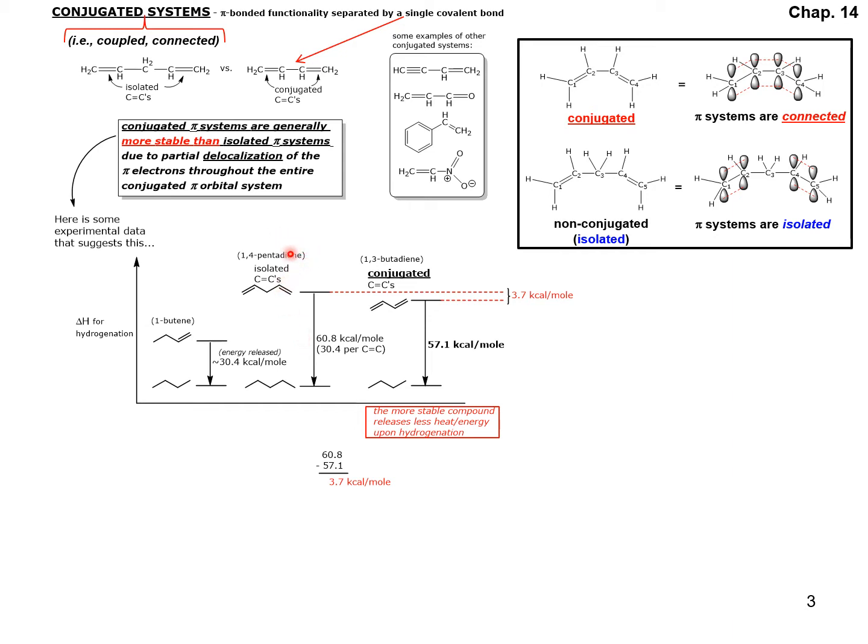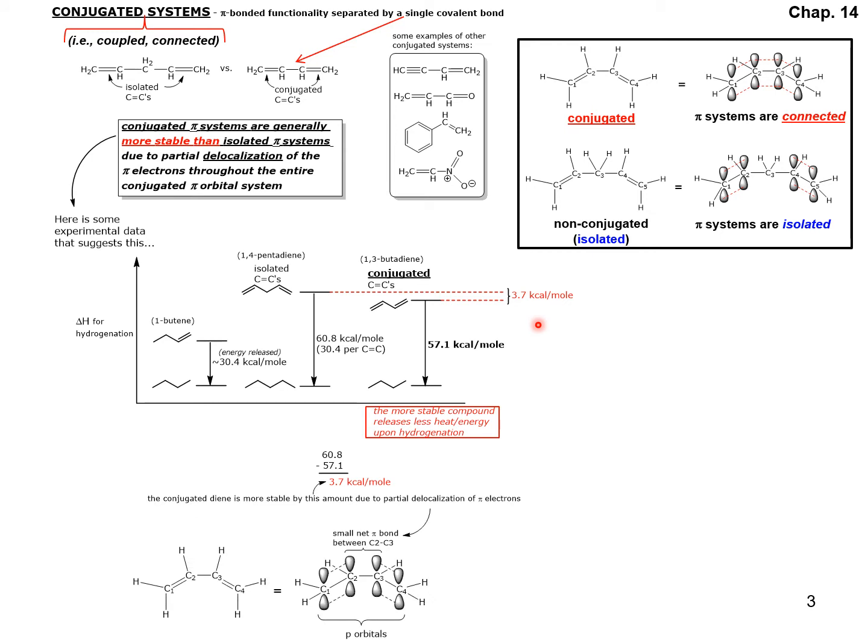However, compare this isolated system to a conjugated system, 1,3-butadiene. This still has two double bonds, just like 1,4-pentadiene. However, only 57.1 kcal per mole of energy is released. This difference of 3.7 kcal per mole is accounted for by partial delocalization of the pi electrons along this pi framework.